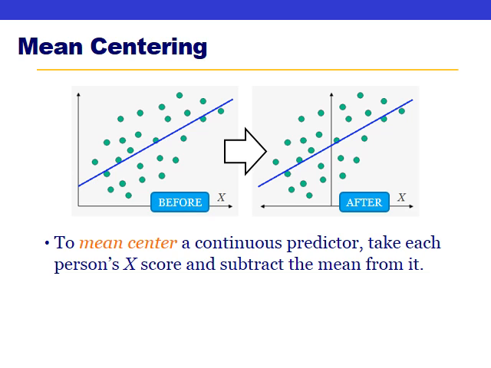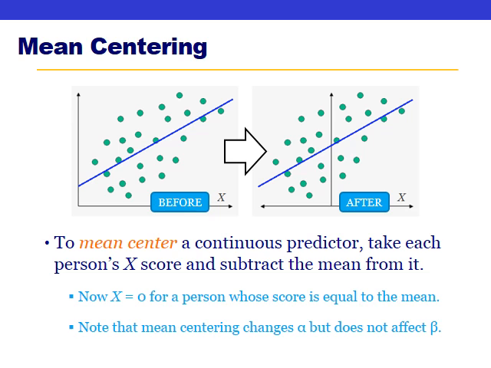So it actually makes alpha interpretable, as we saw last week. Having an average score means that your mean-centered score is 0. If your score is above average, your mean-centered score will be positive. If your score is below average, your mean-centered score will be negative.